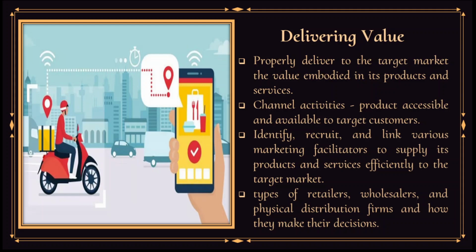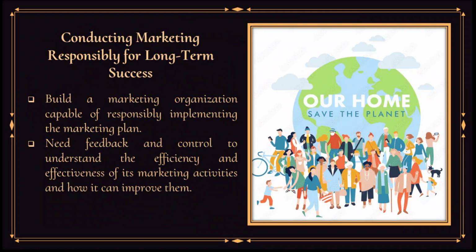The next and the last step is conducting marketing responsibly for long term sustainable success. So, finally, the company must build a marketing organization capable of responsibly implementing the marketing plan, because surprises and disappointments can occur as marketing plans unfold. So, the company will need feedback and control to understand the efficiency and effectiveness of its marketing activities and how it can improve them.